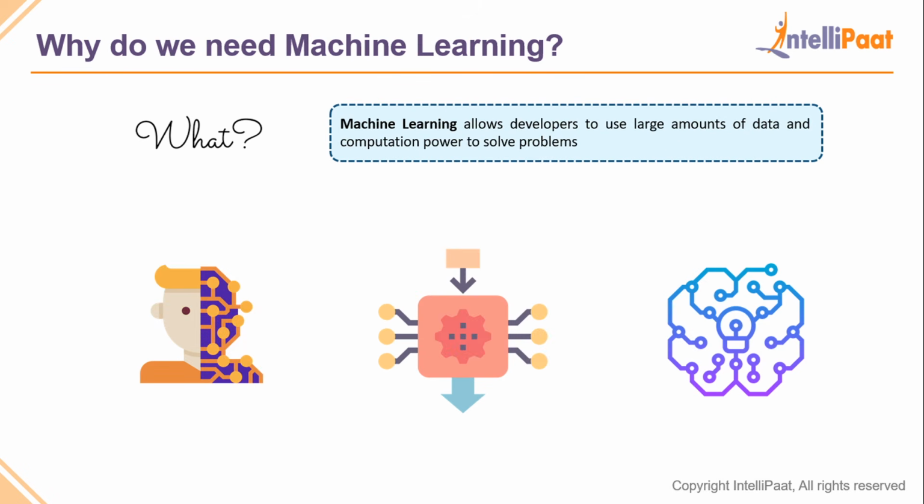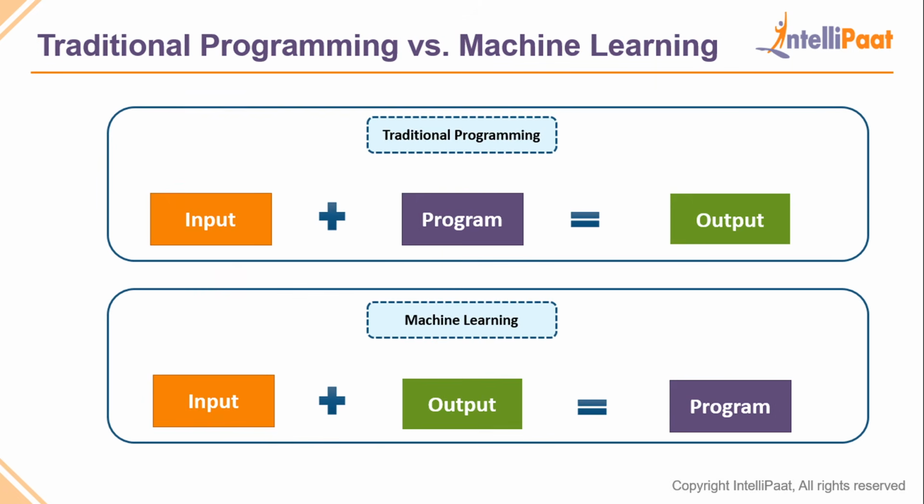When we're using machine learning, it allows developers to use large amounts of data, really massive amounts of data, and a lot of computational power to solve these kinds of problems. Since we do have all of these large amounts of data and computational power, we can train machine learning models more effectively than ever before. This is why machine learning is so prevalent right now compared to before.